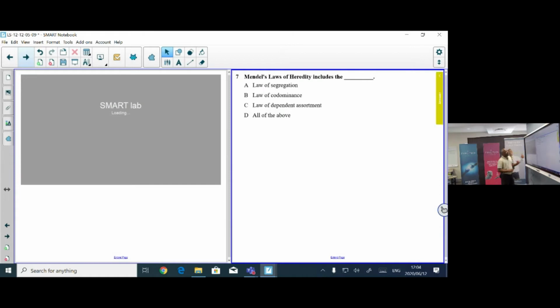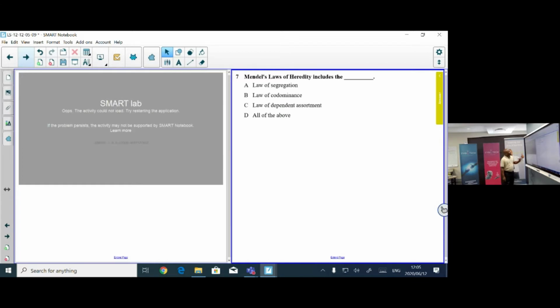Law of segregation, law of dominance, not co-dominance. So B is wrong. And then the law of independent assortment. Okay, so I do have answers A and C. I had read codominance as dominance.